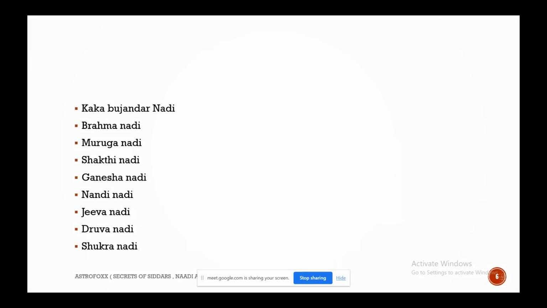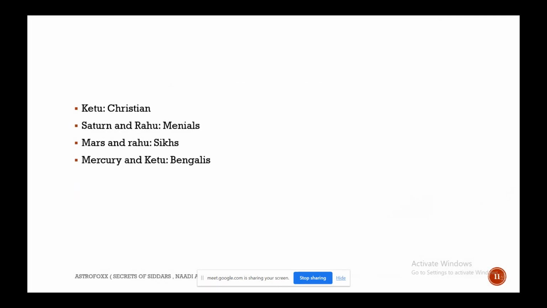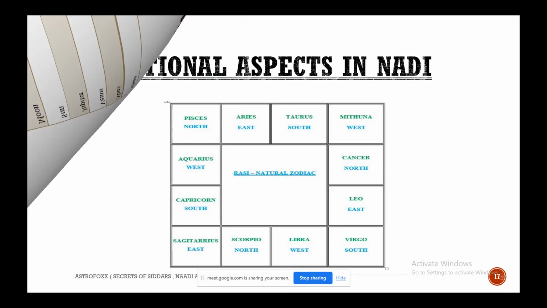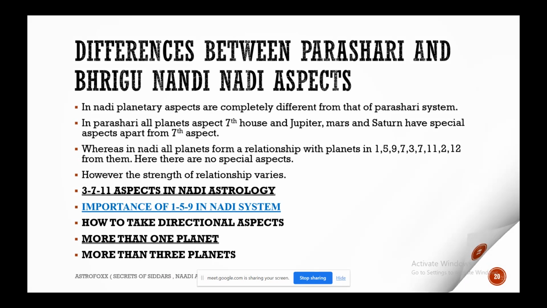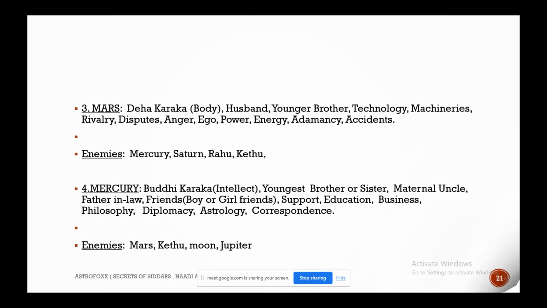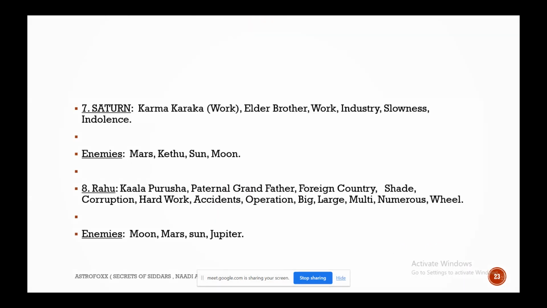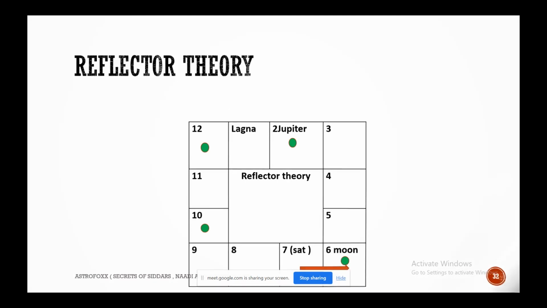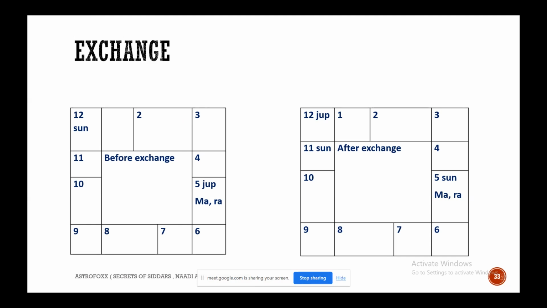So all this is done. Now we'll go to the Nadi foundations. With this only we'll be able to understand the things. So all this is done. Let me quickly go to the case studies.